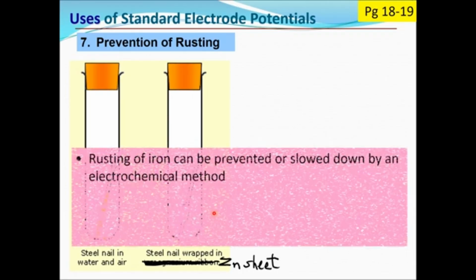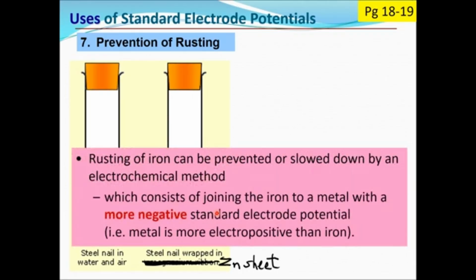We can again use the electrode potential values to compare. The case is more negative, so anything below iron such as zinc, even magnesium, but magnesium may react with acidic water quite a bit, so it depends. But zinc and magnesium are two good examples in that sense. Okay, more negative, you want to join the metal together, it will prevent or slow down the oxidation of iron, okay, which is rusting itself.